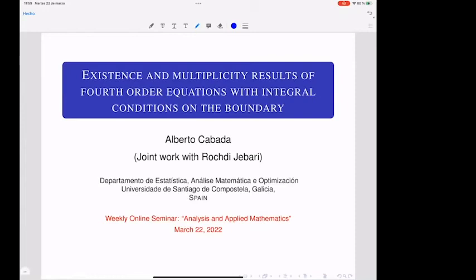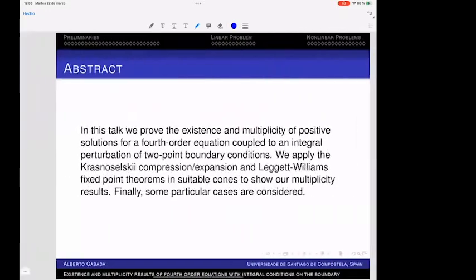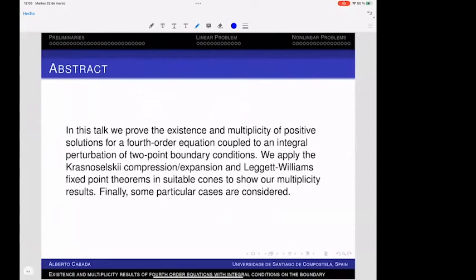I will speak about this kind of problem for a fourth-order equation. This is a joint paper that I did with Professor Jebari, who is a researcher from Tunisia. We will consider existence and multiplicity of solutions.